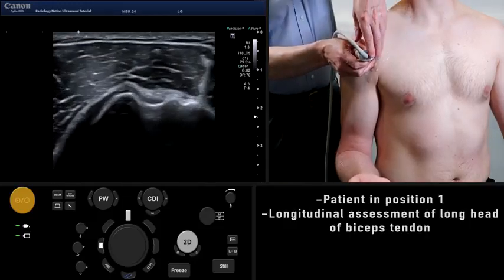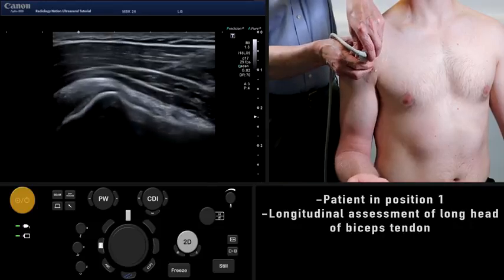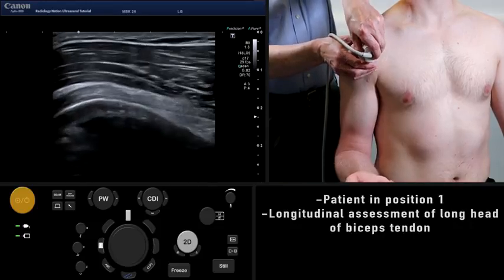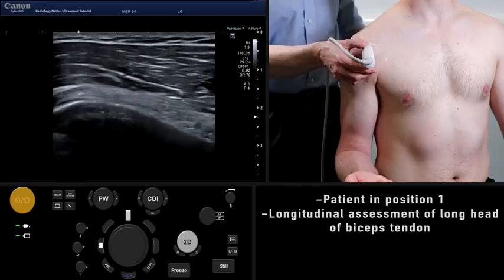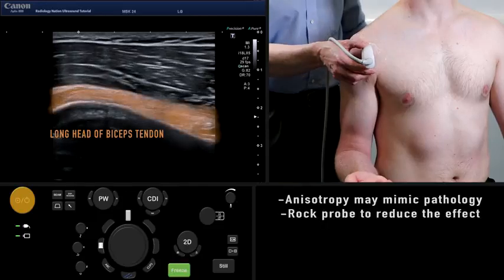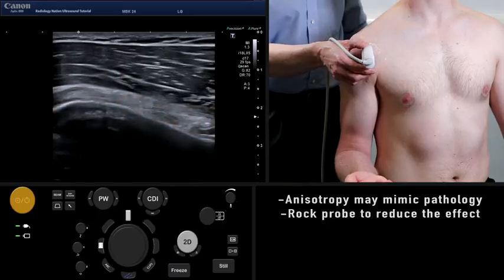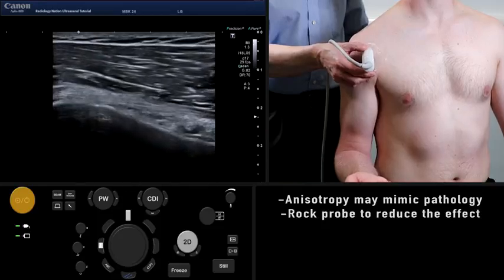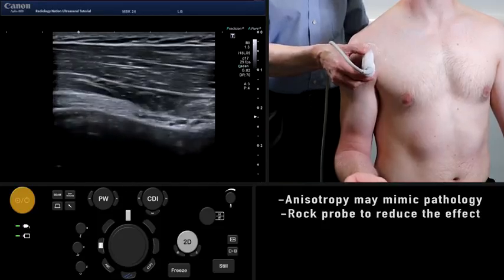Now turn the probe to assess the tendon in its longitudinal plane. It's important to keep the probe parallel to the tendon fibers to reduce the effect of anisotropy. Remember to tilt the probe over any areas of concern to ensure this artifact does not mimic pathology.